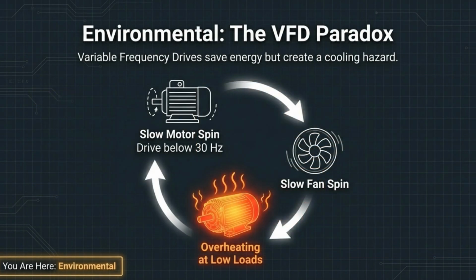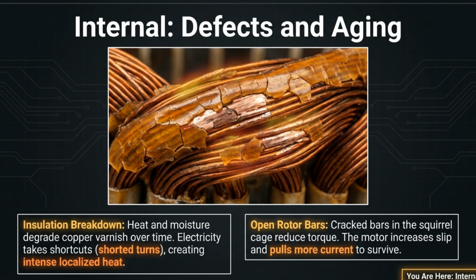The variable frequency drive, or VFD, paradox. While VFDs save energy, running the motor too slowly can cause overheating because the cooling fan also spins slowly. Internal issues like insulation breakdown and open rotor bars are defects that worsen with aging. These lead to shorted turns or increased current pull to compensate for lost torque, creating intense localized heat.